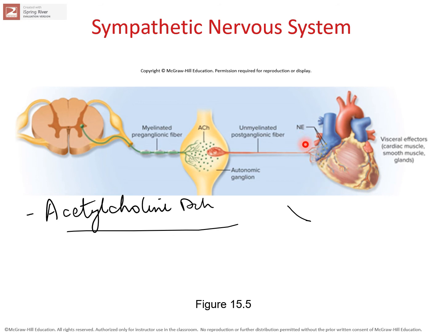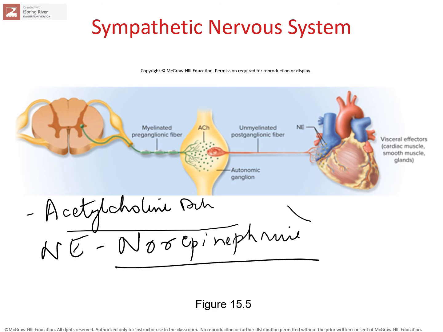Now, one thing to note over here is that NE stands for norepinephrine. Norepinephrine is also a neurotransmitter when it is released by the axon terminals. Okay, and keep in mind that you'll not have any other neurotransmitter right over here, because norepinephrine is a neurotransmitter that is always released by the postganglionic neuron in a sympathetic nervous system.